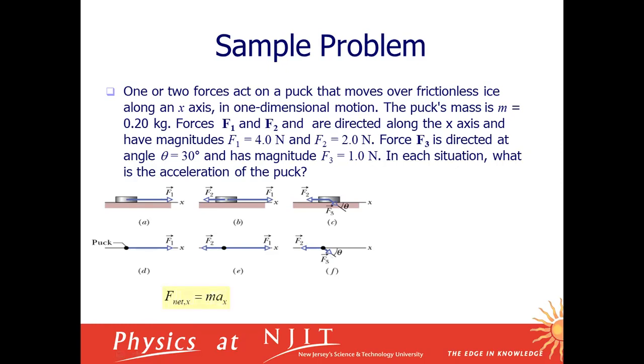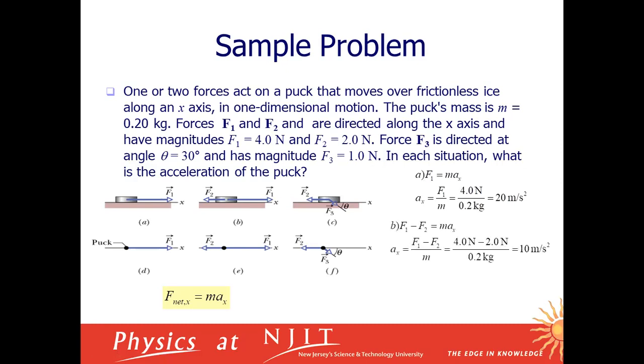F net of x is equal to mass times acceleration at x. So F1 is equal to mass times acceleration a x. For letter A, to determine the acceleration, you divide F1 by the mass. Manipulating this formula gives us 4 newtons over 0.2 kilograms, so the acceleration is equal to 20 meters per second squared.